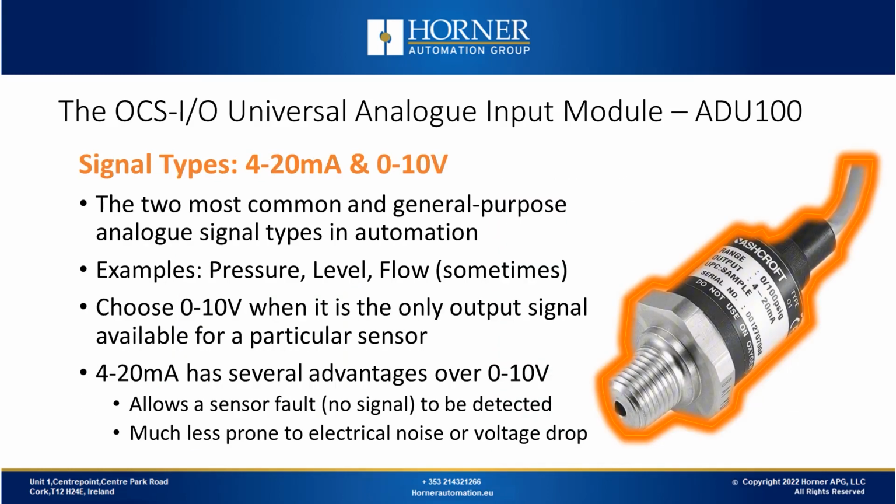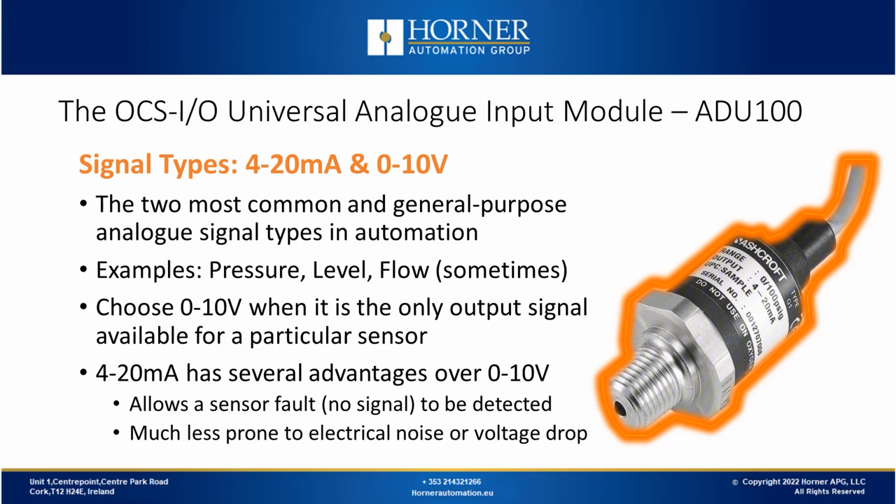We'll start with the signal types of 4 to 20 milliamps and 0 to 10 volts, which are the most general purpose and common in automation. Examples would be pressure sensors, level sensors, and sometimes flow sensors, and there are thousands of sensors available which support these ranges. Generally, you should only choose to support 0 to 10 volts when it's the only output signal that's available for a particular sensor, as there are advantages to choosing 4 to 20 milliamps instead.